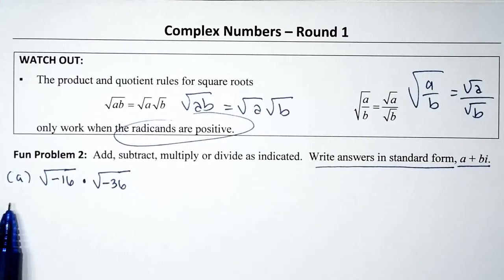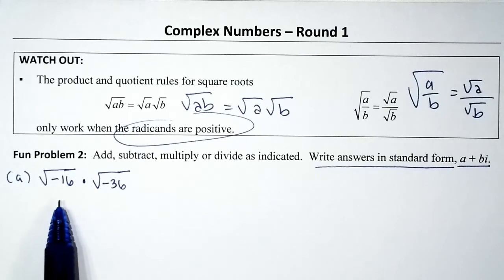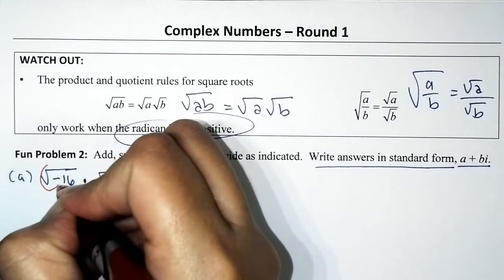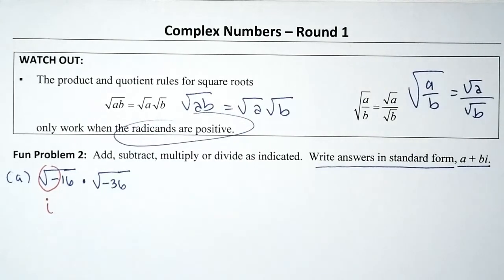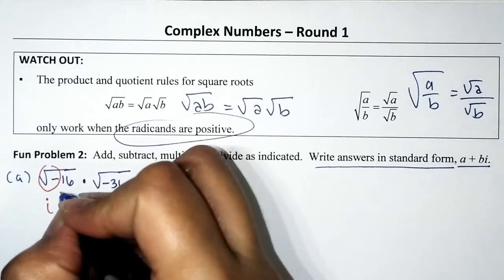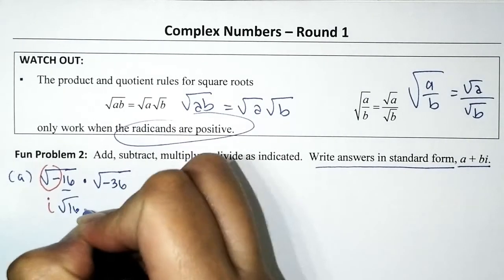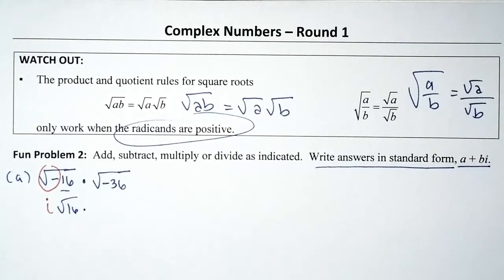So we have problem A. We have the square root of negative 16 times the square root of negative 36. The first thing we need to do is fix it so the radicands are positive. So we're going to replace the square root of negative 1 with the imaginary unit i. That will leave us with i times the square root of 16. We're going to multiply that by the square root of negative 36.